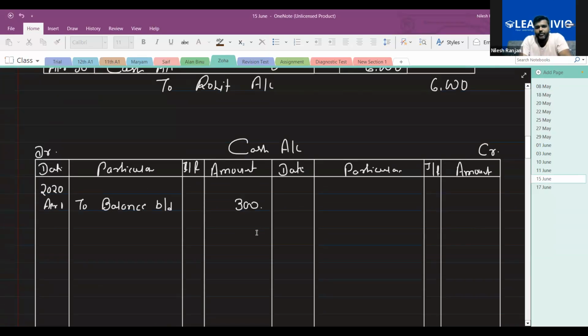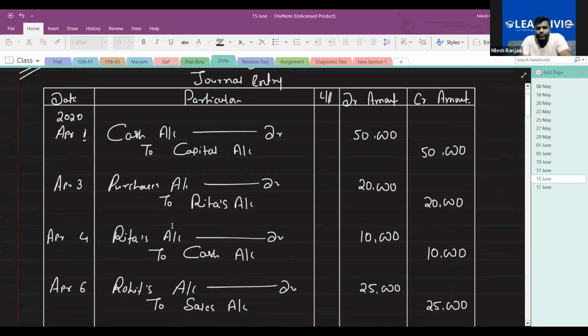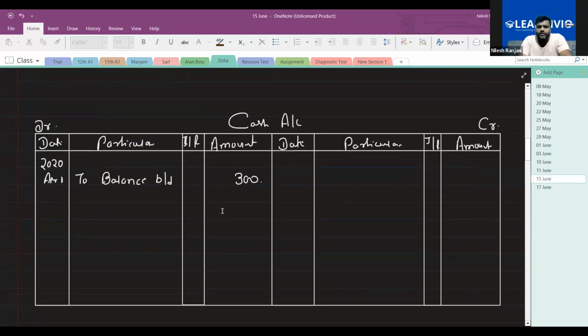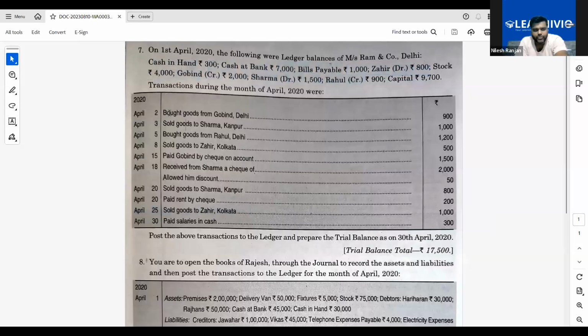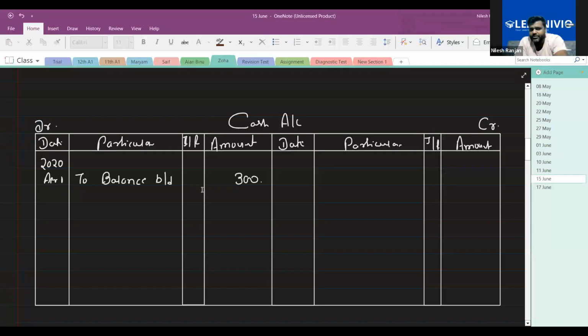Then cash account, there will be many entries after the balance. Actually this is some other question, I'm not talking about this. This is another question. So the balance, you know how to write here now. Yeah, I know how to write it. I'm solving one portion, one ledger, that is the cash account, because most of the balances are related to cash. So cash in hand 300 I have written here. April 1, to balance BD 300.